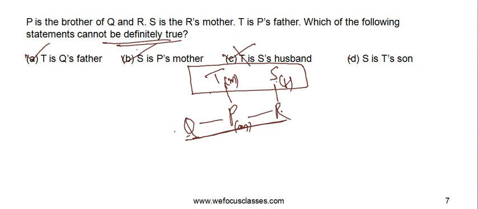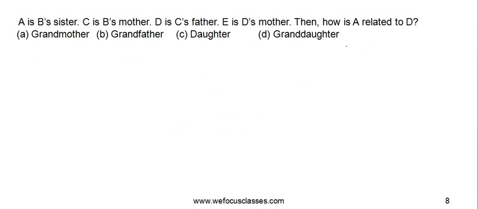So this is not true. This is not true. This is not true. So this is true. This is true. This is true. And this is not true. So S is T's son. S and T are wife and husband. It cannot be son. Now go to the next problem.